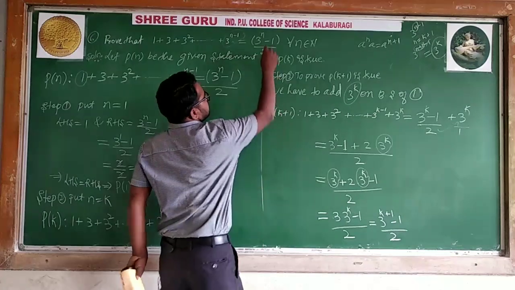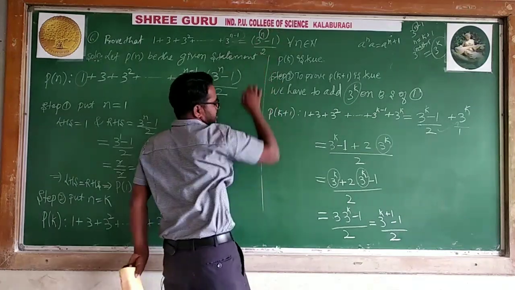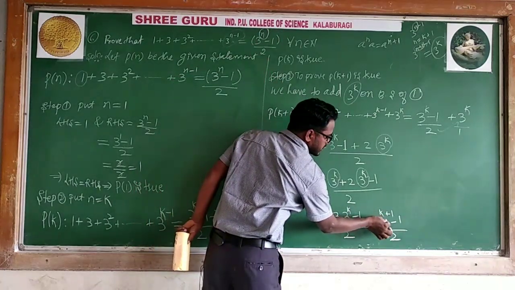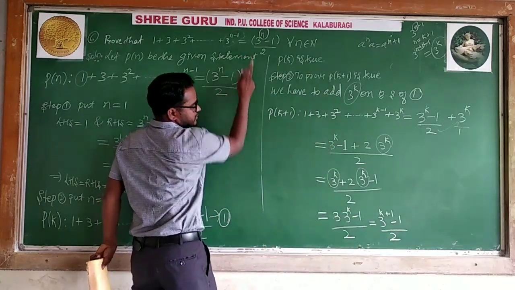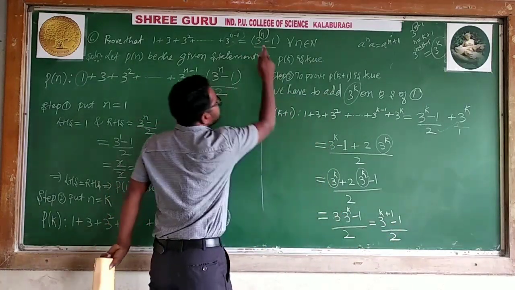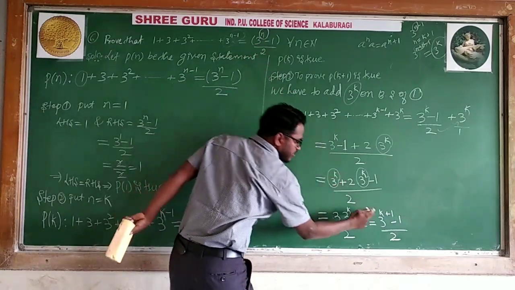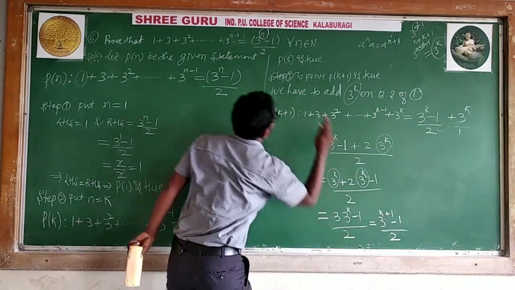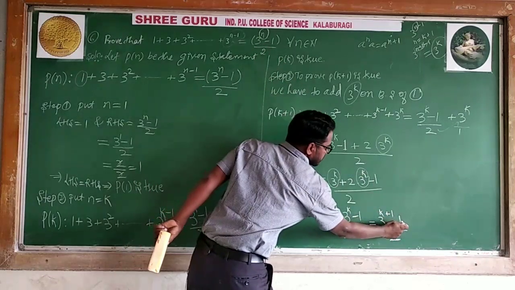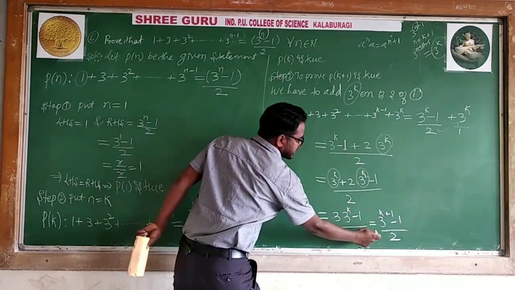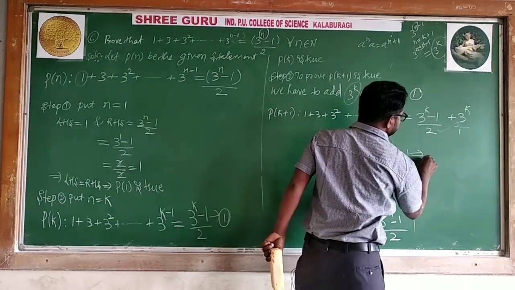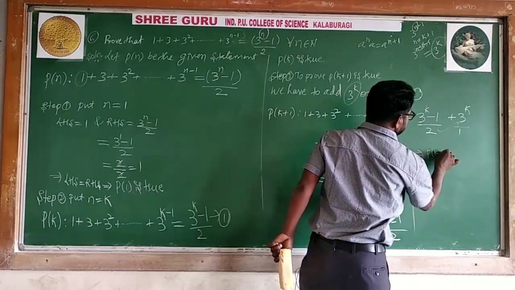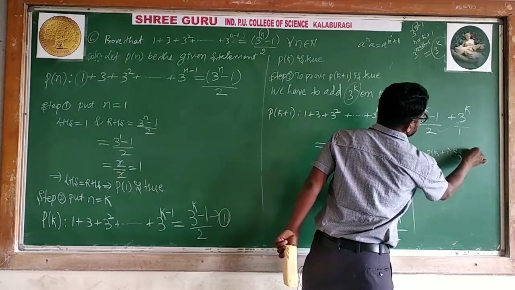Check now. Is it the required thing? N is here, k plus 1. 3 to the power n minus 1 divided by 2. Is it exactly in this form? 3, 3 to the power n, where n is replaced by what we got, k plus 1, minus 1, whole divided by 2. Is it exactly the same? It implies that P of k plus 1 is also true.